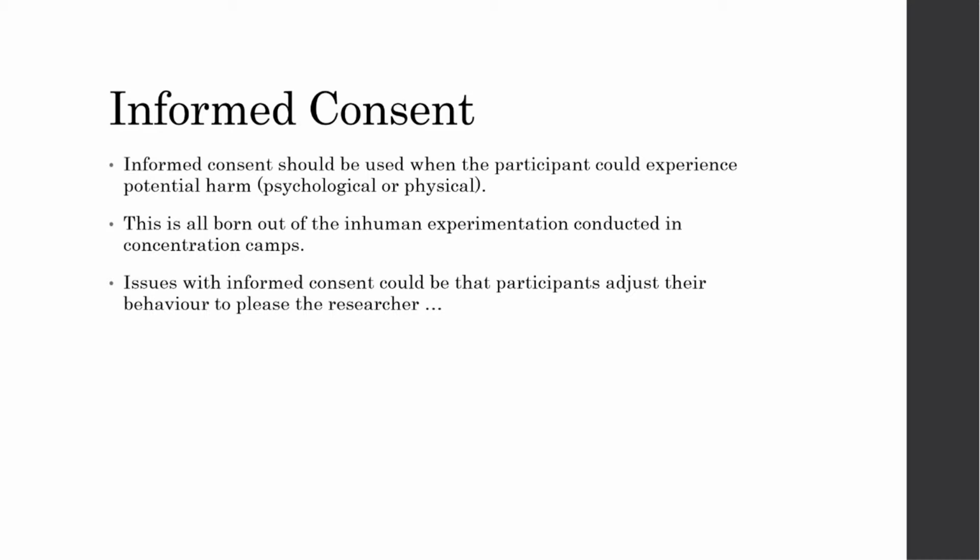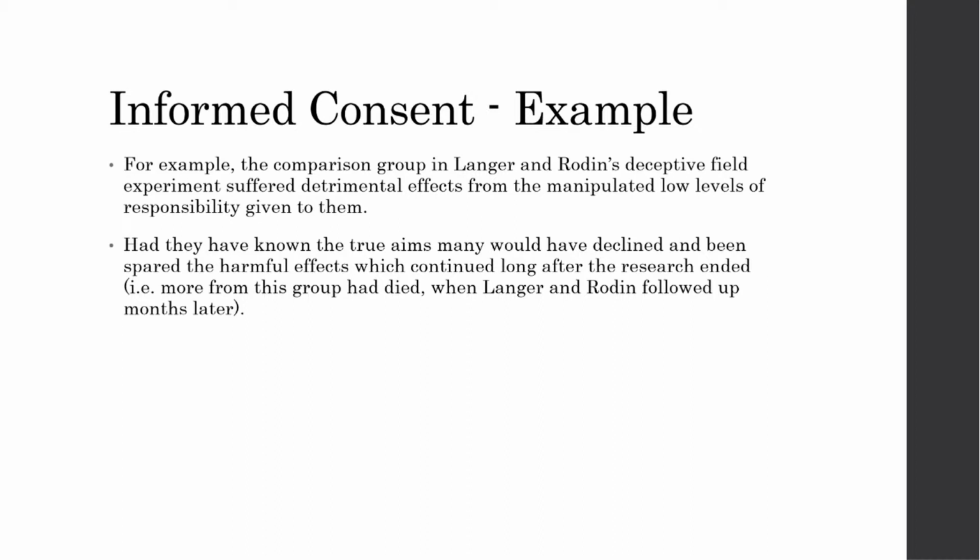Now, our example here is obviously, would people volunteer for research if they were fully informed? The example that we've got here is the comparison group in Langer and Rodin's deceptive field experiments, who suffered detrimental effects from the manipulated low levels of responsibility given to them. Had they known the true aims, would any of them have actually participated in the research? Would they have declined and been spared the harmful effects, which continued long after the research ended?